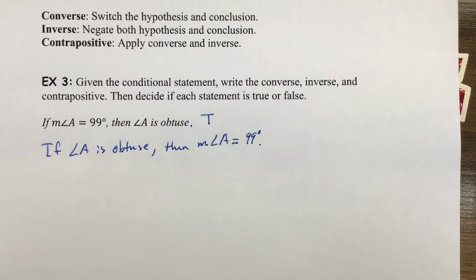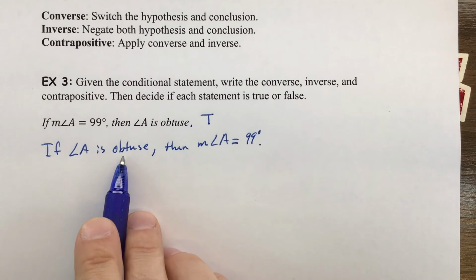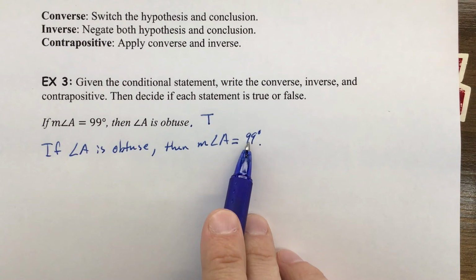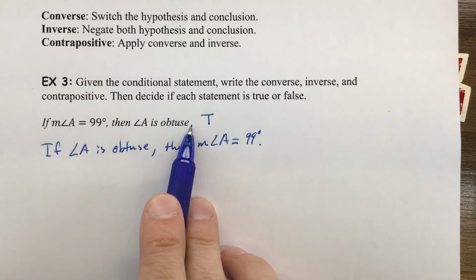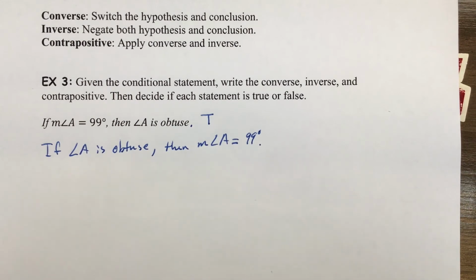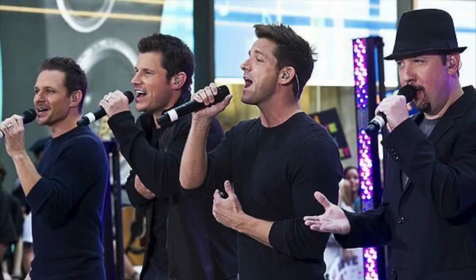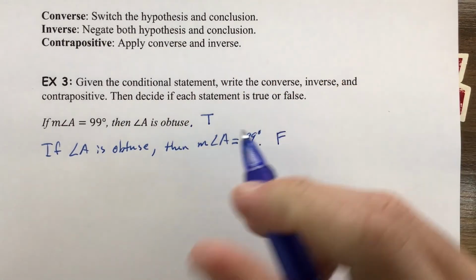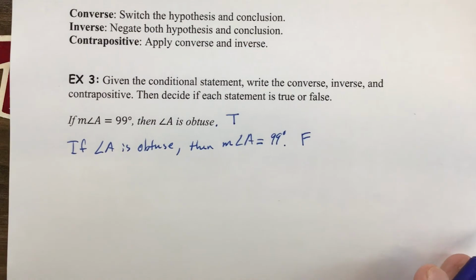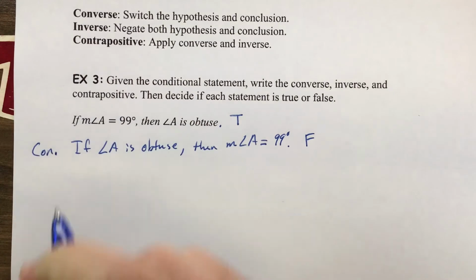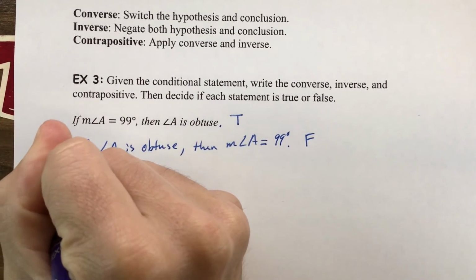True or false? That's actually false, right? Because obtuse is a range of values, greater than 90, less than 180. Yes, 99 is one of those, and that's why the original statement is true. But just because an angle is obtuse does not mean that it is going to be 99 degrees. There's a whole bunch of other options. 98 degrees, 105 degrees, those are all obtuse, but they're not 99. So this is false. This is a case where your converse ends up being false. Actually, in the front of this, let me write down at least this much. Converse.